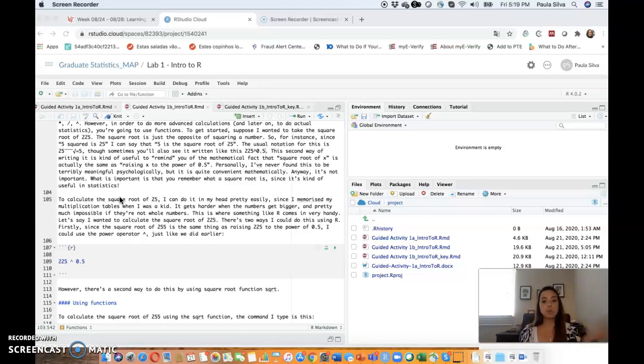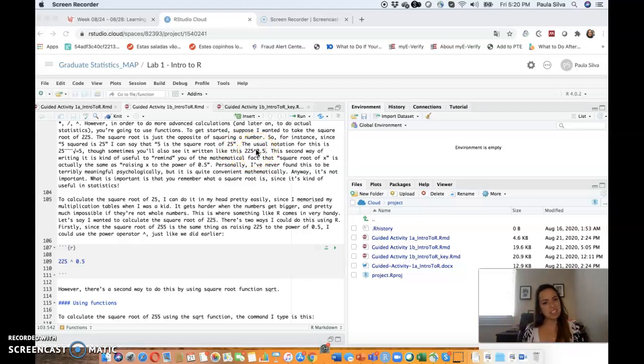To get started, suppose I wanted to take the square root of 225. The square root is just the opposite of squaring a number. So for instance, since 5 squared is 25, I can say that 5 is the square root of 25. The usual notation for this is that little square root symbol that you all probably are familiar with, and it will show up in mathematical and statistical equations very frequently. Though sometimes it will also be written like this, 225 raised to the power of 0.5.